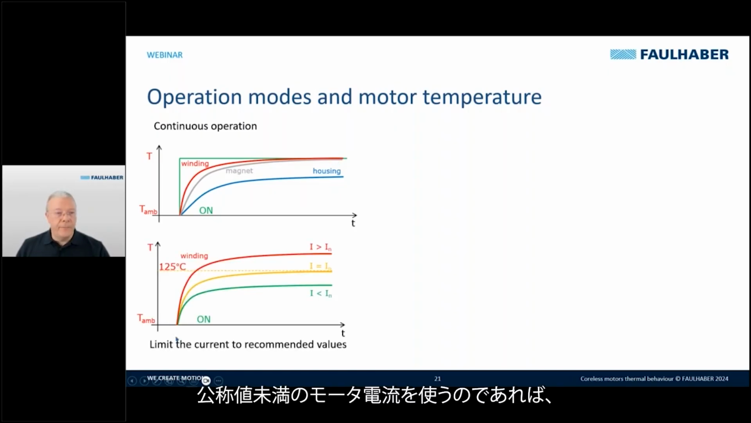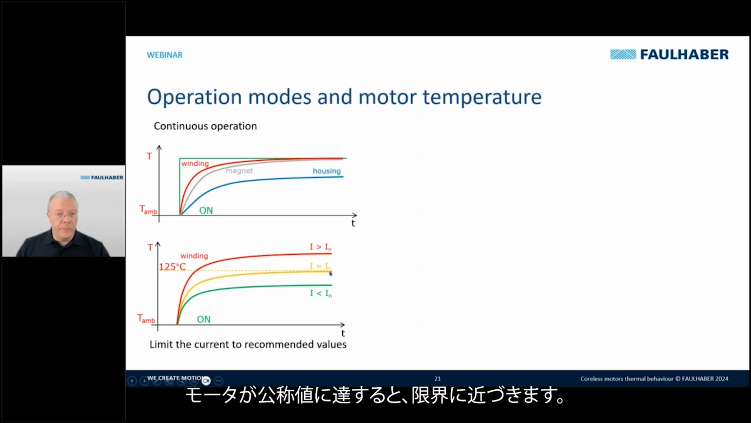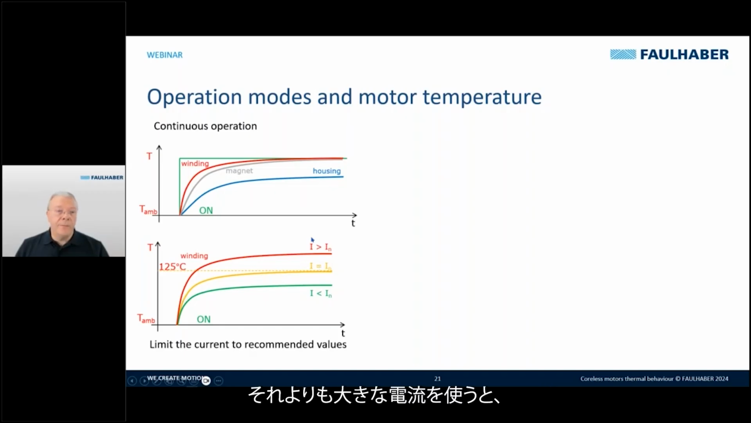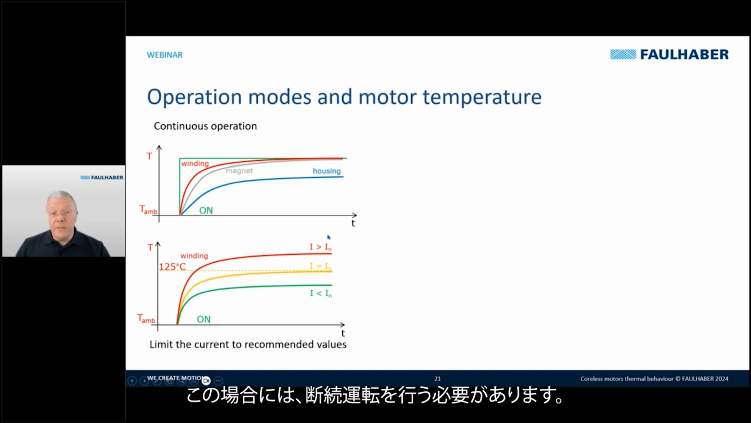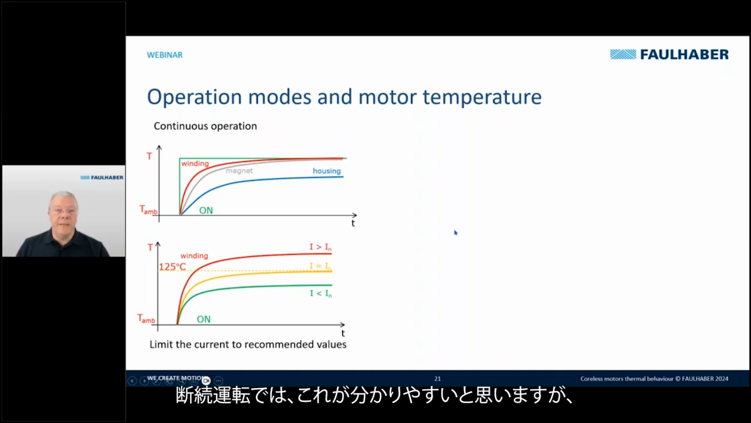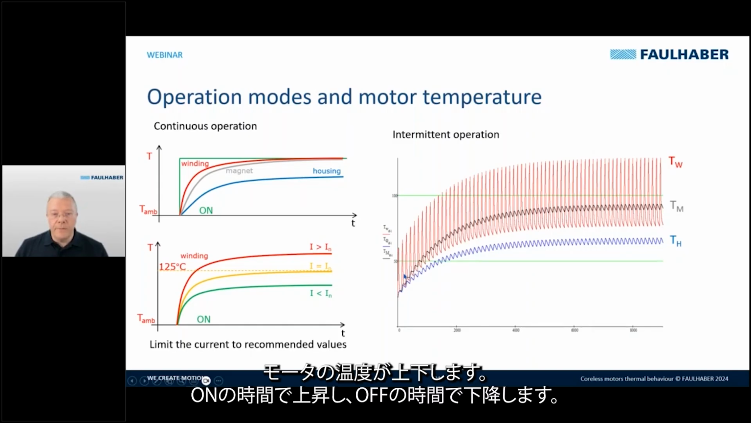What happens to the motor current? If we use a motor current below the nominal value, so below the current that allows the winding to reach 125 degrees, for example, we have no problem at all. When the motor reaches the nominal value, then we can go near the limits. And if we use a higher current, then we can easily exceed the critical value in this case. But in this case, we need to operate in intermittent operation. So in intermittent operation, you see better here, the motor temperature is rising and falling down, rising in on time, falling down in off time.